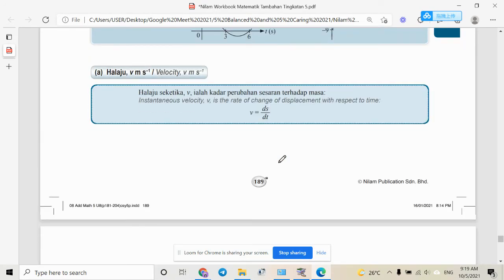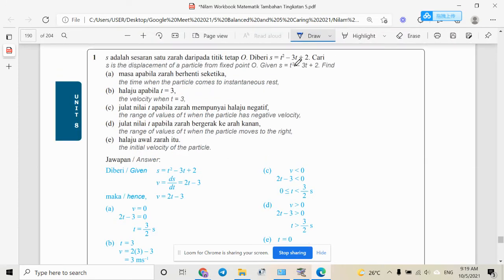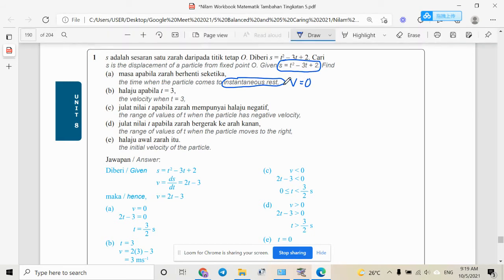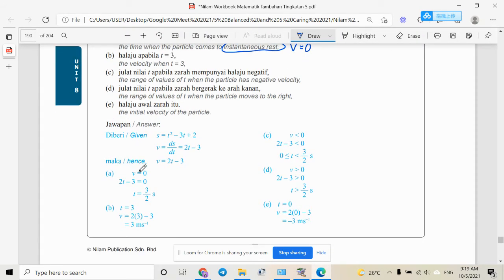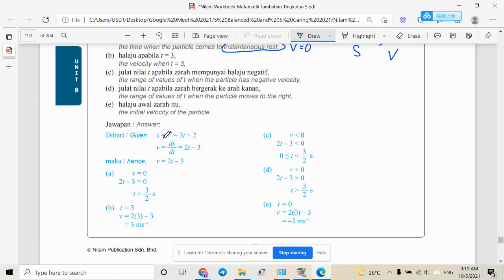So now look at page 190. I discussed this question. In this question, they give you S in terms of t. They give you the formula. Find the time when the particle comes to rest. What do we mean by come to rest? Remember, when you see rest, it means that v equals 0. Just memorize the keyword. How to get v from s? We do differentiation, ds/dt. Then you will get v. So differentiate s, where s equals t squared minus 3t plus 2.